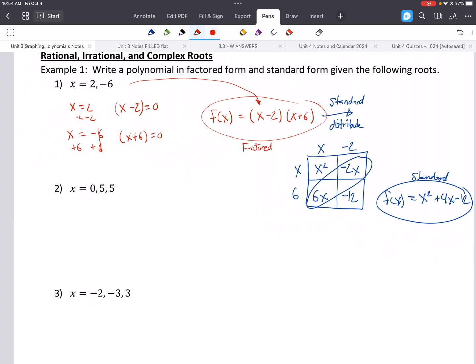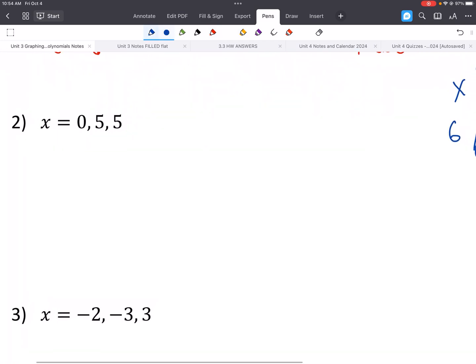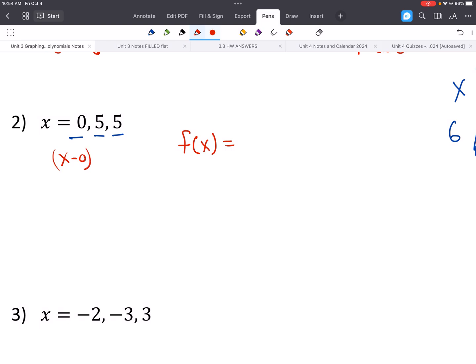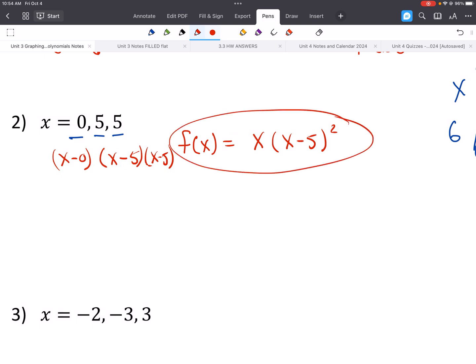Okay, let's try another one, maybe a little quicker this time. So we've got our roots, so we could probably just go straight and write our factors. Okay, I'm just going to do this in red so it matches. So one of our factors would be x minus 0, so we could just write x, and then our other one would be x minus 5 times x minus 5, but we could just write that as x minus 5 squared. So this would be more like what you would see on the problems we've done in the past.